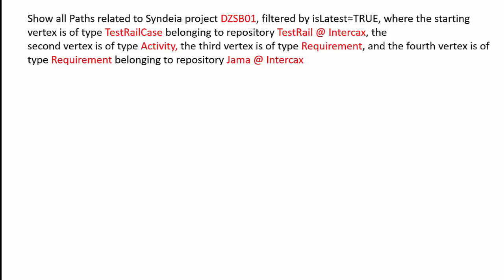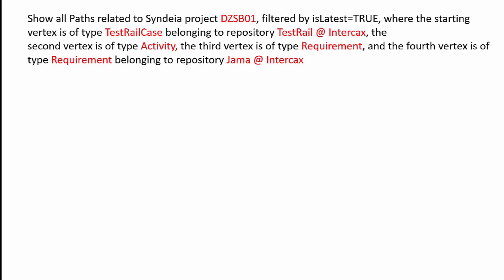Show all paths related to Syndea project DZ-SB01, filtered by isLatest equals true, where the starting vertex is of type TestRail case belonging to the repository TestRail at Intercax, the second vertex is of type activity, the third vertex is of type requirement, and the fourth vertex is of type requirement belonging to the repository JAMA at Intercax.